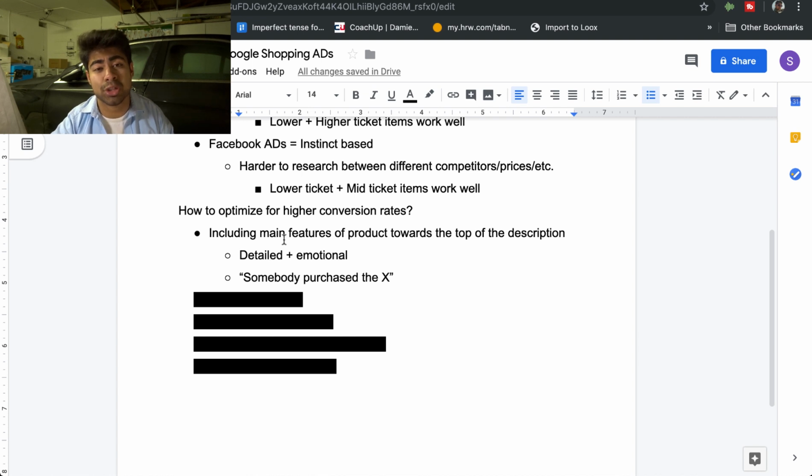In addition to the descriptions, there's one app you want to download for your Google Shopping ad store, and that is the Sales Pop app, meaning that specific app which brings up a pop-up notification saying somebody purchased this X item 24 hours ago. You may be thinking, wow, that's so unprofessional. And yes, you're right, that is unprofessional.